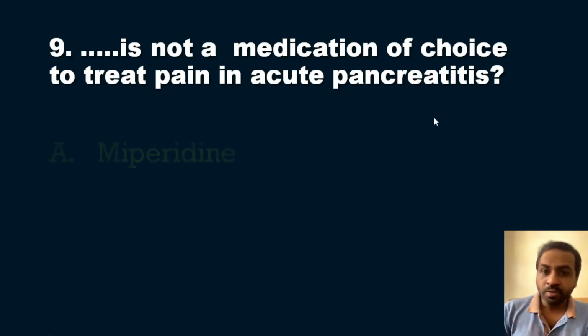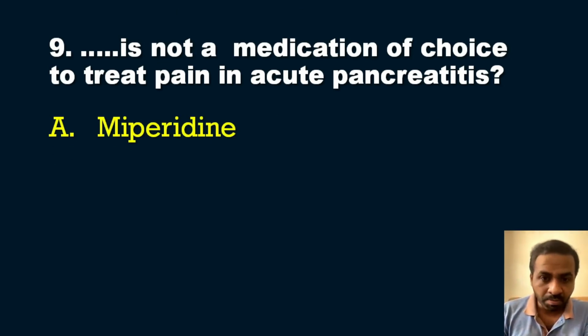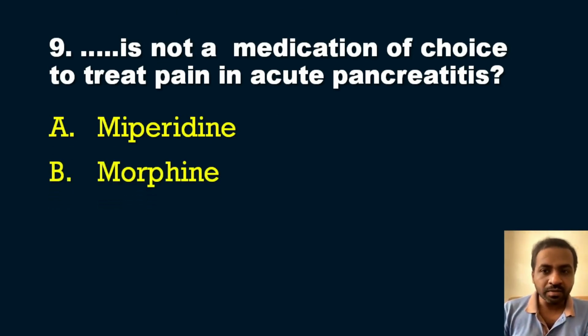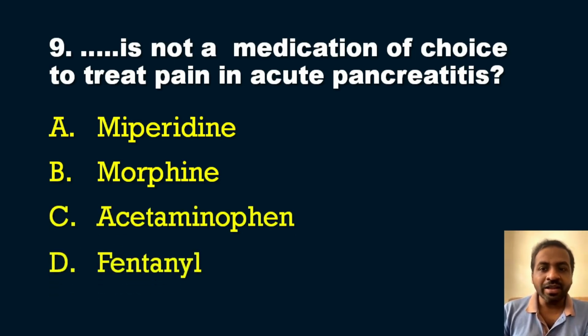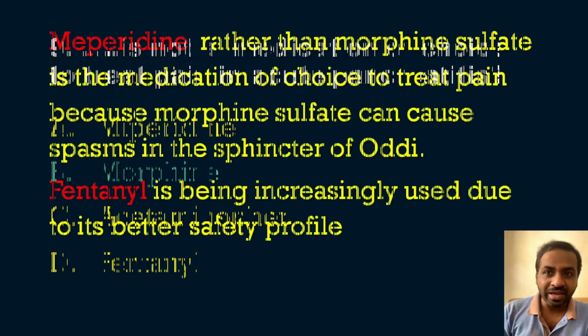Okay, so the options for you are: the first option is meperidine, the second option is morphine, the third option is acetaminophen, and the final option is fentanyl. So which should not be used for pain management in acute pancreatitis? That is a question for you. So the answer for this question is morphine. Why, that we will explain in this explanation session.